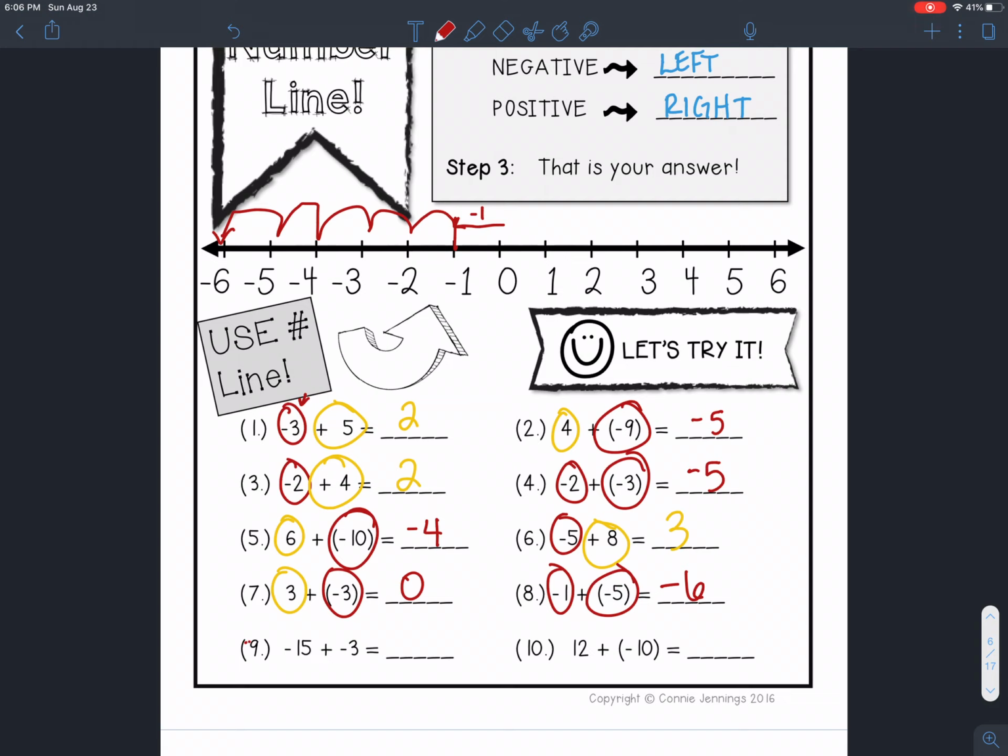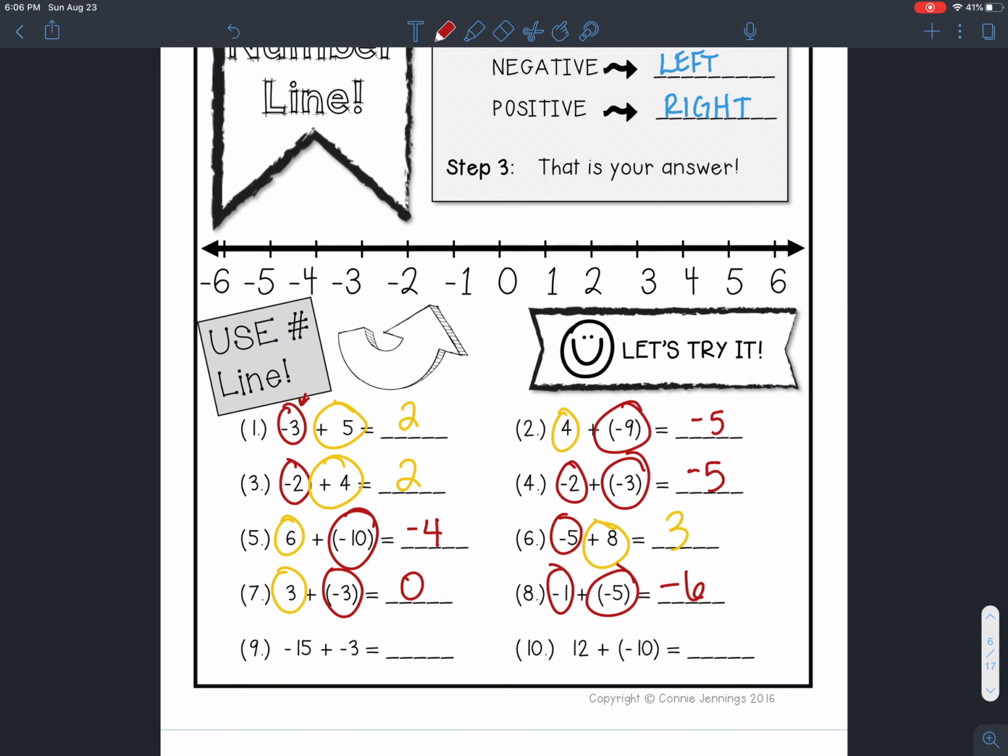And here we get into 9 and 10, where we have some problems that are a little more complicated. The reason they're a little more complicated is they are talking about numbers that we can no longer use on our number line. So this is where, when you get further into adding and subtracting integers, knowing those rules will help you, because that way you won't have to use a number line, especially when we get to the larger numbers.